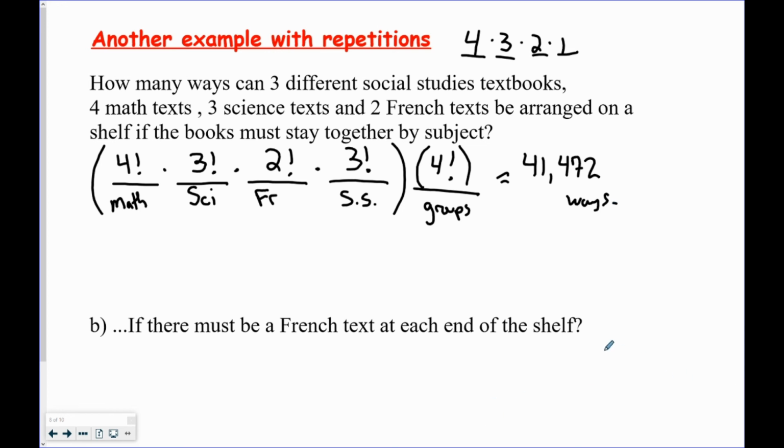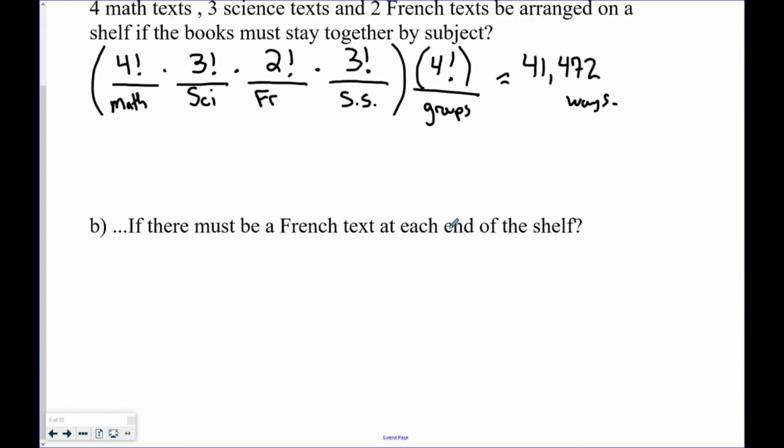As far as part B here, if there must be a French text at each end of the shelf, you're going to have to think about it. And your best bet is going to be drawing out a picture. So let's do here is our factorial for the groups. And then let's do our math books. So we know there's 4 factorial ways for the math. And then we had science, and there's 3 factorial ways for that.